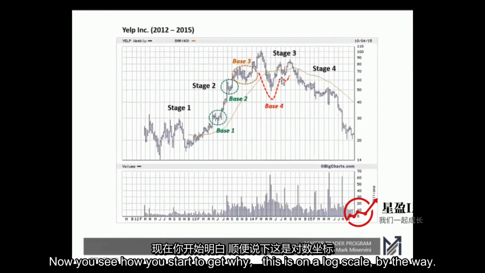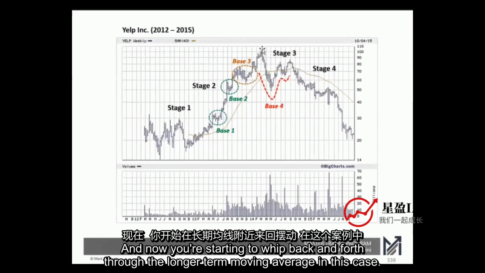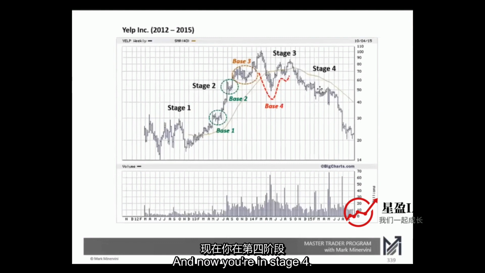And now you see how you start to get wide. This is on a log scale, by the way. So now you can see that this is much wider than any of these other bases by far, probably 2 times. And now you're starting to whip back and forth through the longer term moving average. In this case, it's the 40-week moving average. And then finally you roll over under it and it starts turning over. And now you're in stage 4.